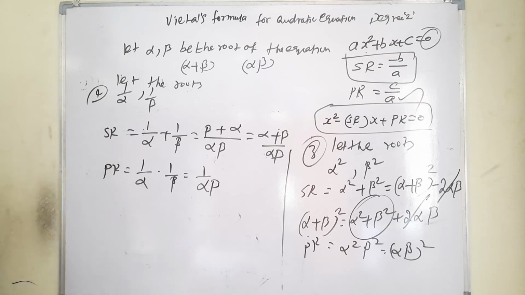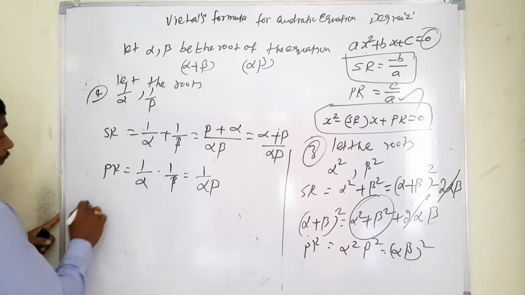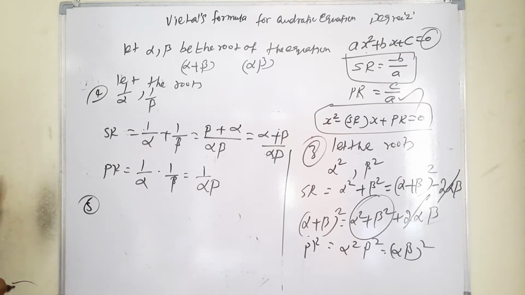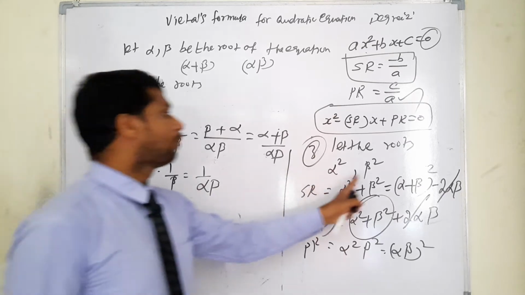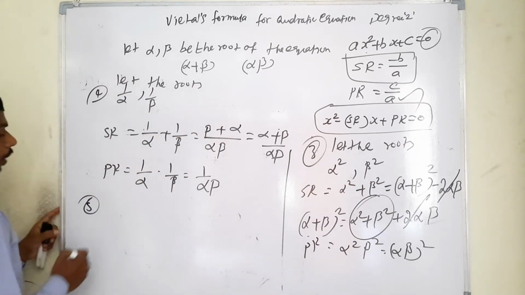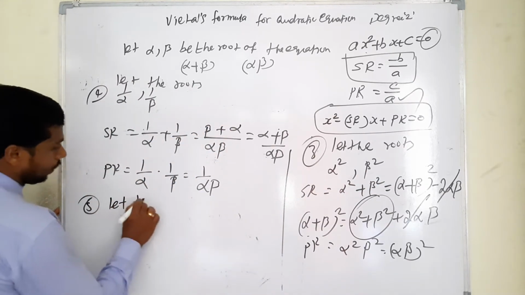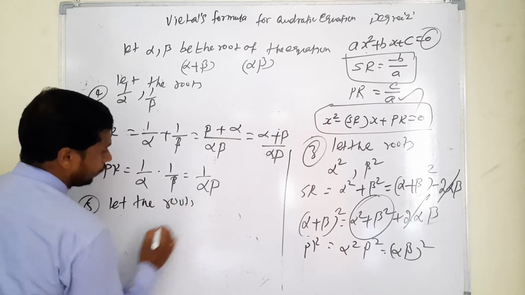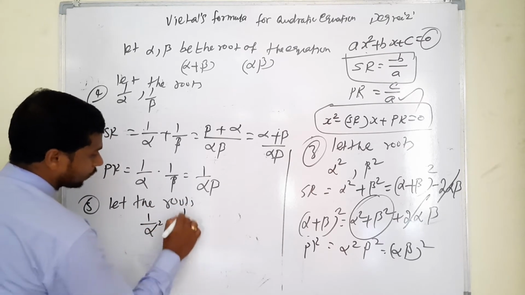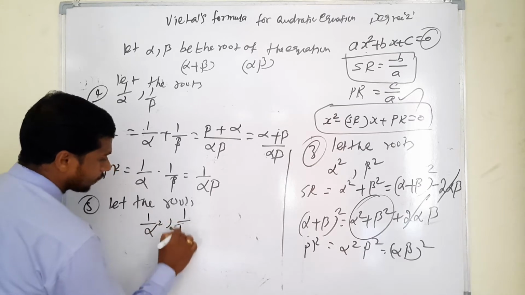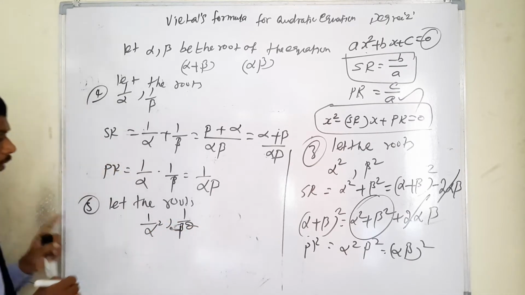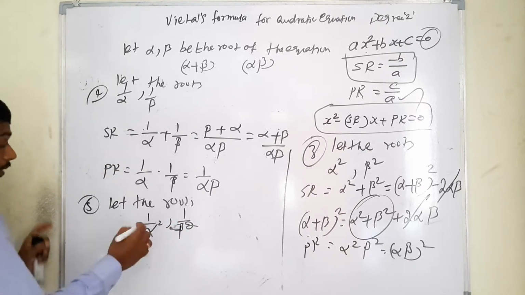This is example 4. Okay, the next example, the fifth one also: 1 by alpha square and 1 by beta square. What will happen? So let the roots be 1 by alpha square comma 1 by beta square.